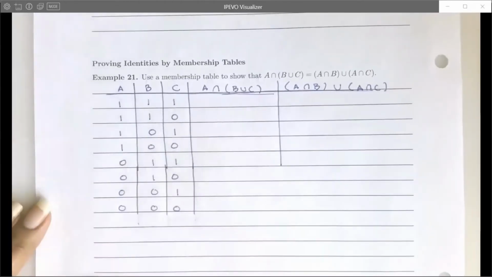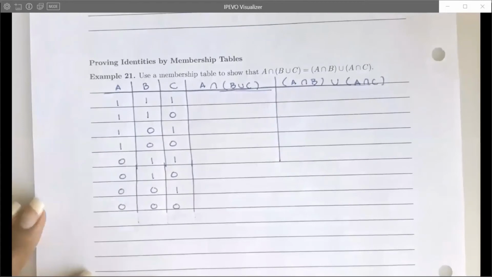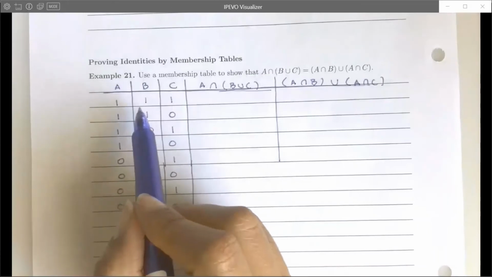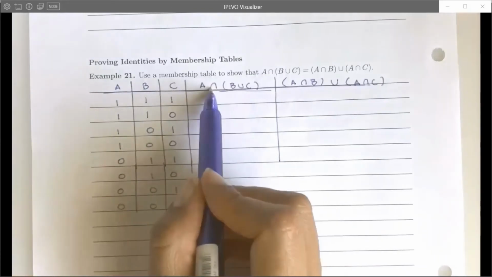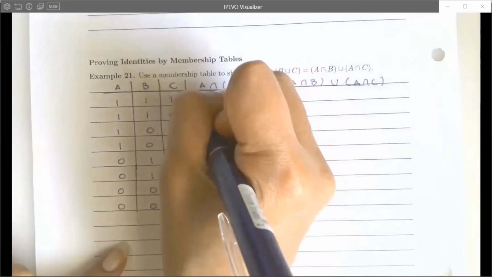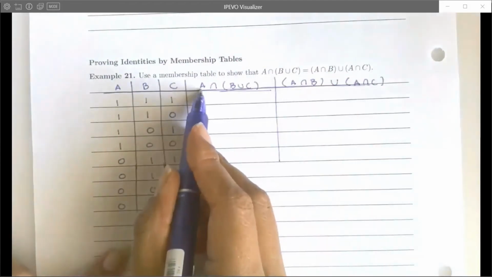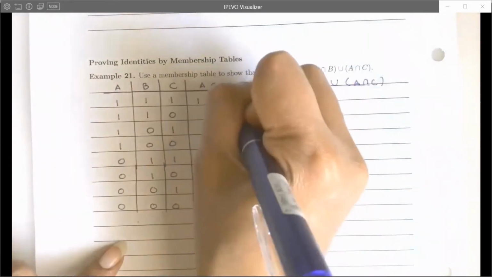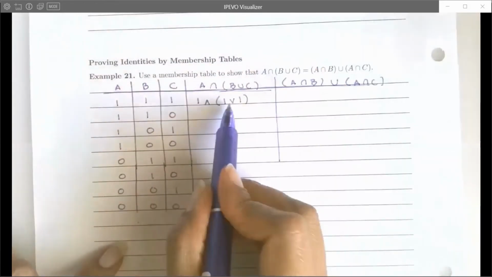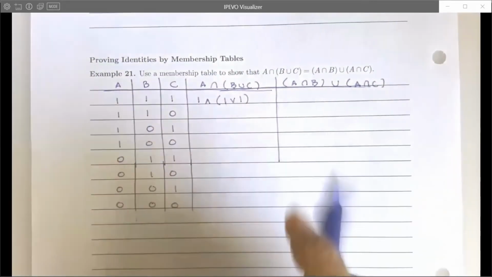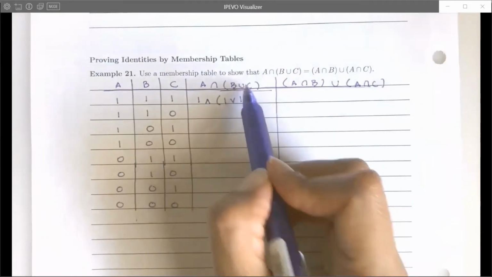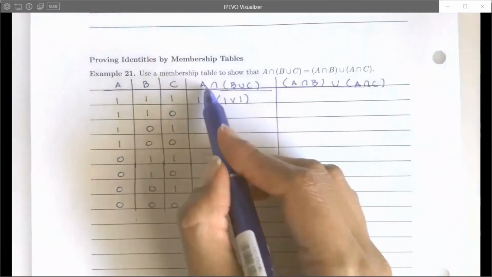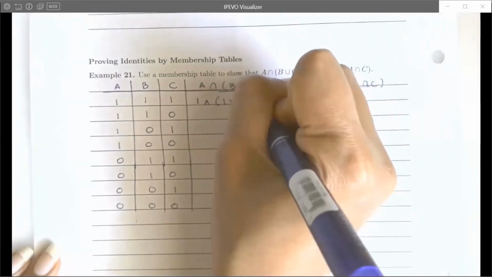So now based on those combinations, would the element be found in this set? Well, this would be the equivalent of, it's a 1 because it's in A, and it is found in B, or it is found in C. So because 1 or 1 evaluates to 1, meaning it is found in the union, and because 1 and 1 means that it is found in the intersection, ultimately this boils down to a 1.